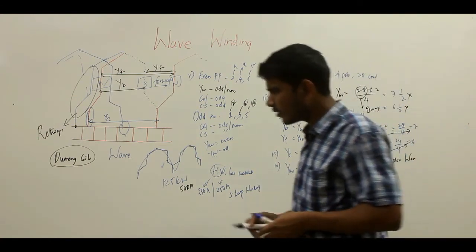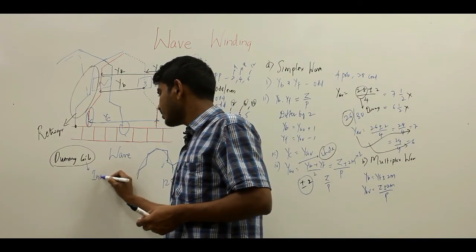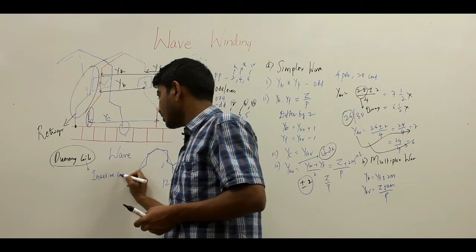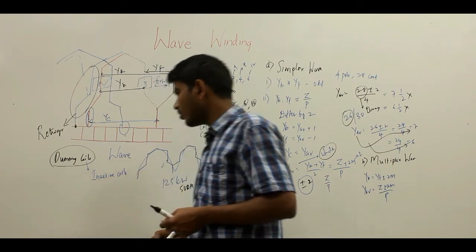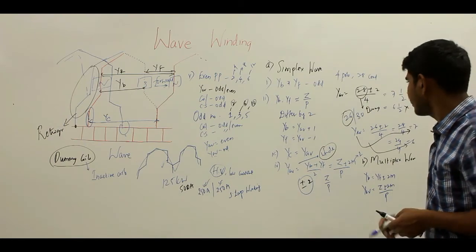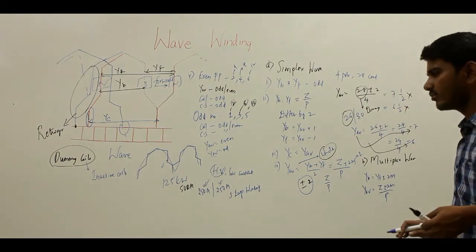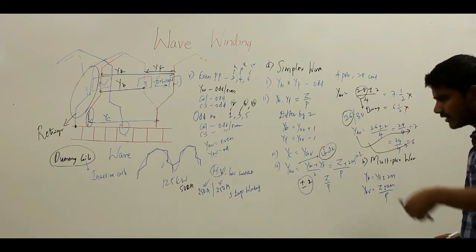So the dummy coils are nothing but the inactive coils. They are nothing but inactive coils, and these dummy coils, we have talked about these 4-pole 28 conductors. Now similarly, I'll talk about the other machine.